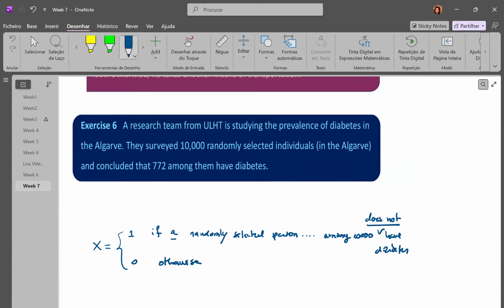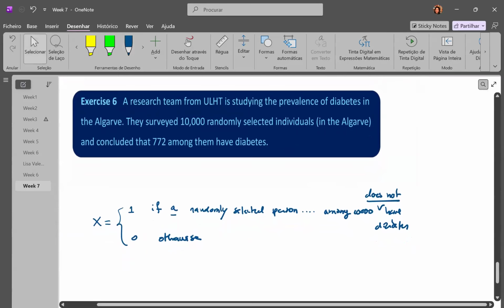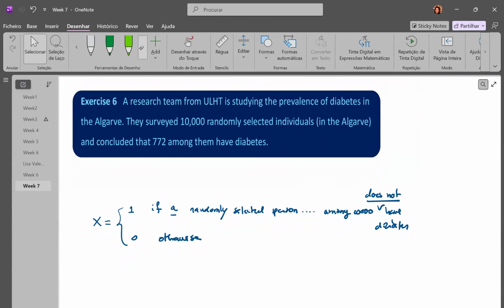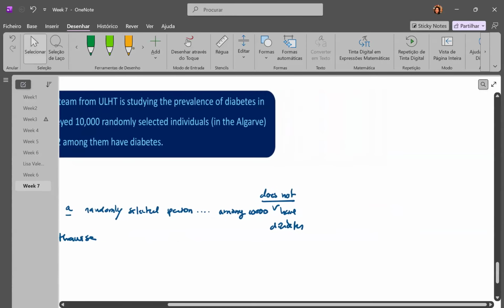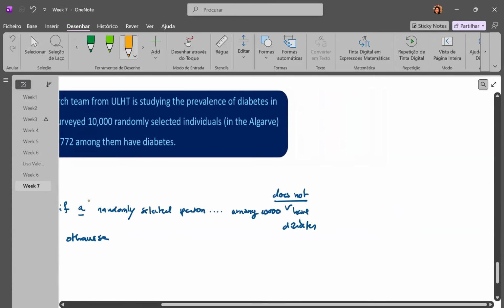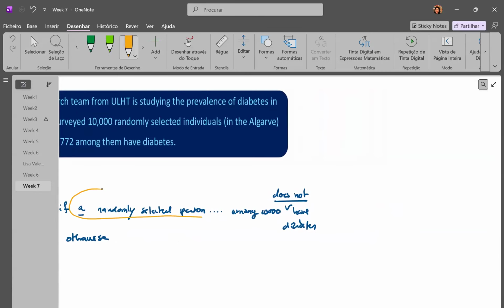Let me just give you a small note here, and let me point out something that is very simple. I'm sure you will agree. That is the other Bernoulli that we were talking about. Suppose that a person randomly selected in the Algarve has diabetes. Suppose we are describing this event as D.